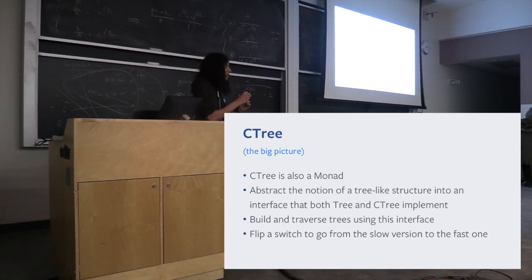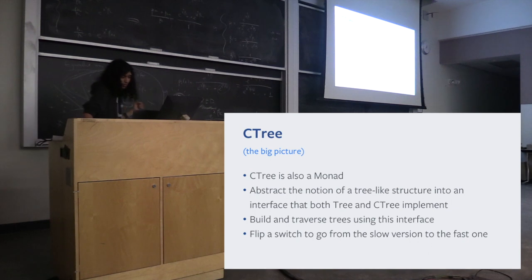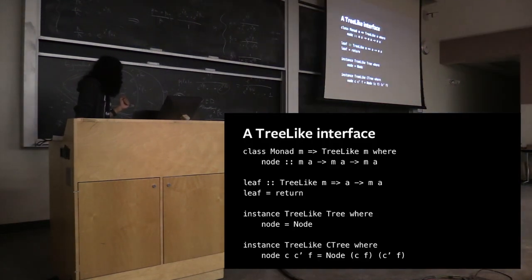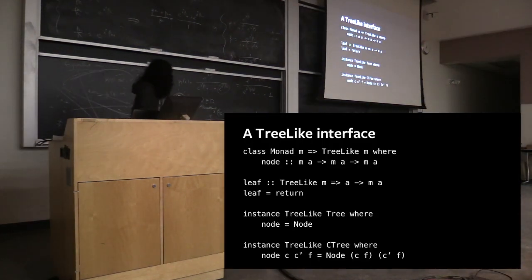We can use this interface to implement our functions for zigzagging and full tree, all the stuff that we've been using to build up trees so far. And then, because both tree and C tree implement this interface, all we need to do is flip a switch, and that'll let us go from the slow version to the fast version. So, what is this going to look like? The first thing we need is to define what our tree-like interface looks like.